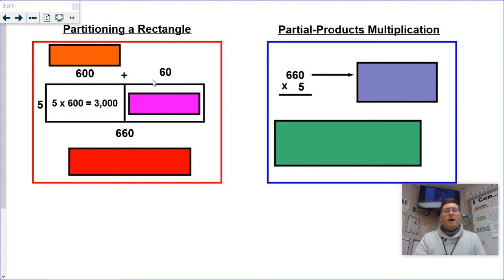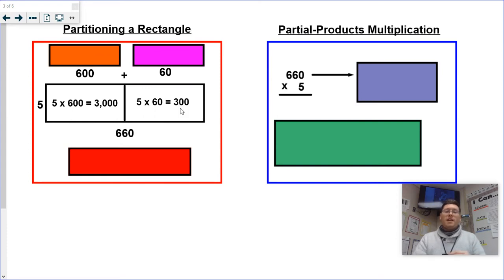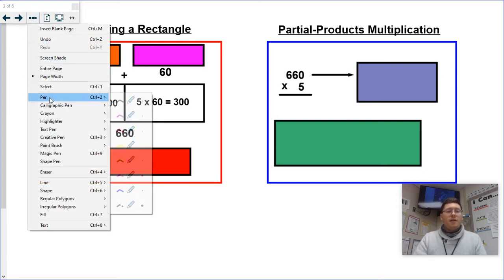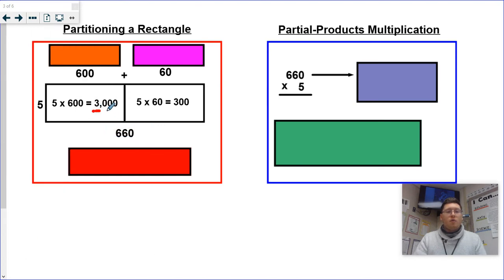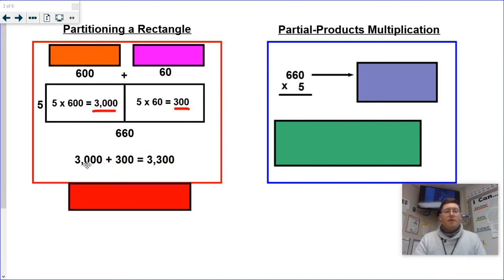Then I have to multiply 5 by 60 in this spot, which is 300. Once I've done that, these right here are my partial products. They're partial products because they're answers to multiplication problems, but it's only part of my answer. It's a partial answer, not the whole answer. So what I have to do is add my 3,000 plus my 300 to get my answer of 3,300.